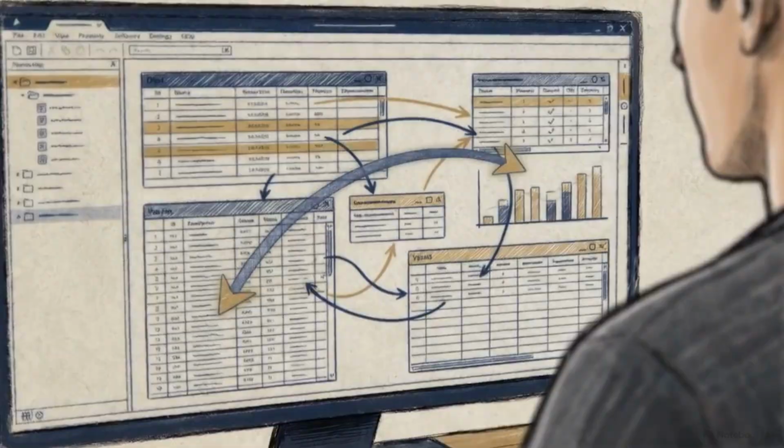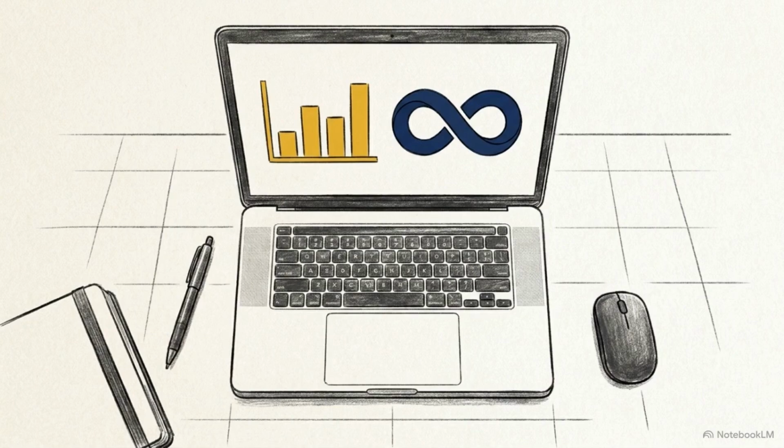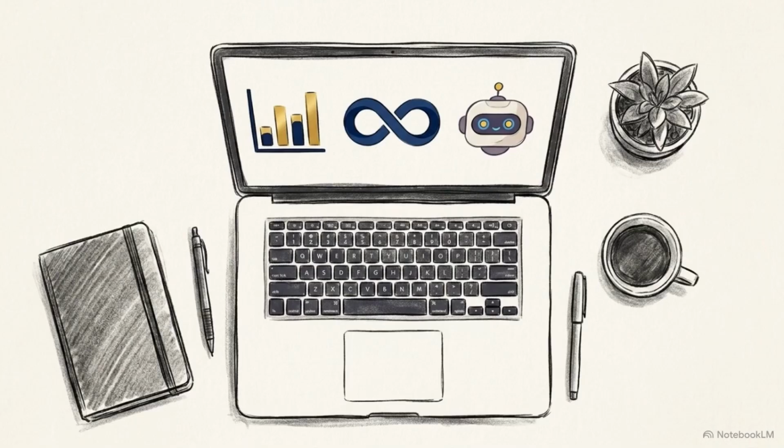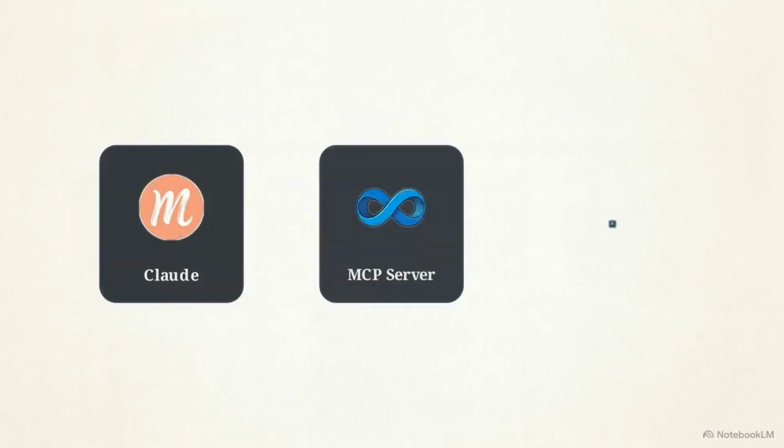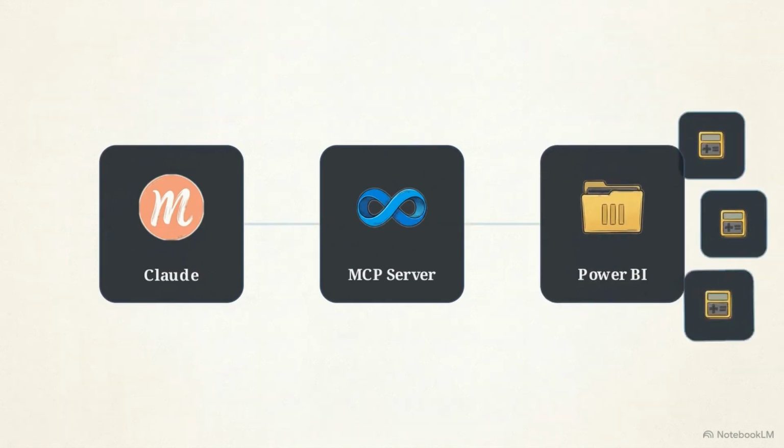relationships. To start, you will need 3 free applications installed on your machine: Power BI Desktop, Visual Studio Code, and the Claude Desktop App. Connecting these 3 tools gives Claude direct access to your local environment, allowing it to execute modeling commands and modify your semantic model from its chat interface.